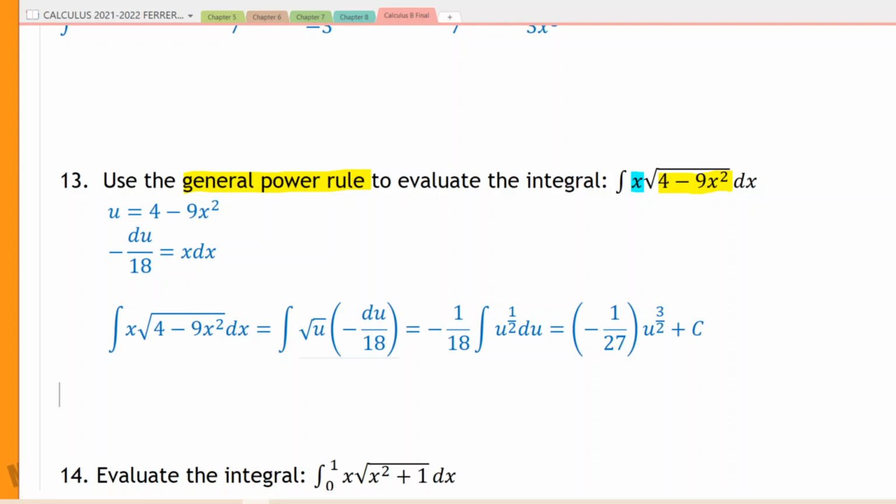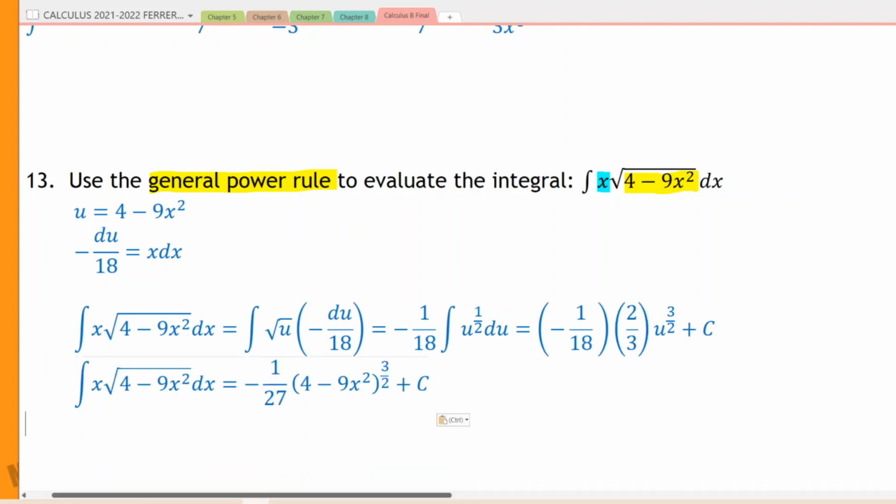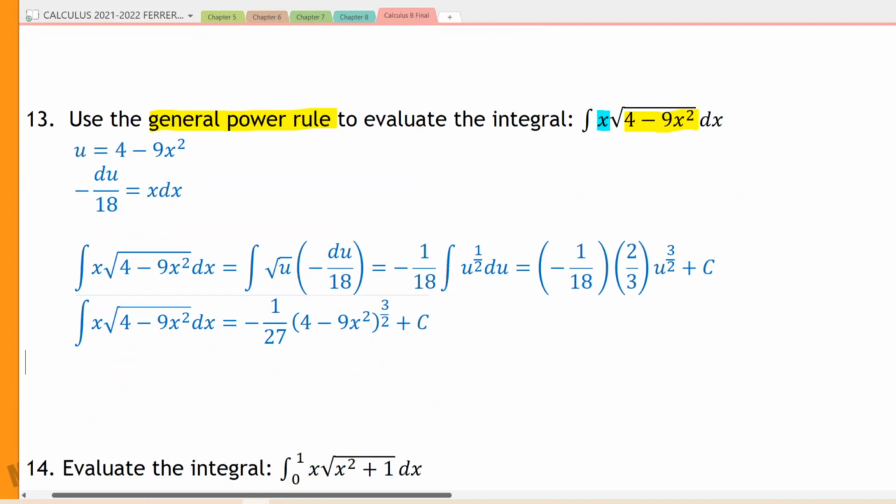Let's substitute that u back in there. U was 4 minus 9x squared. And then we'll simplify out that negative 1 over 27. And I think that does it for number 13. Great. Let's take a look at our next problem, number 14.